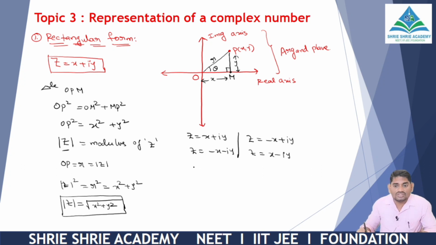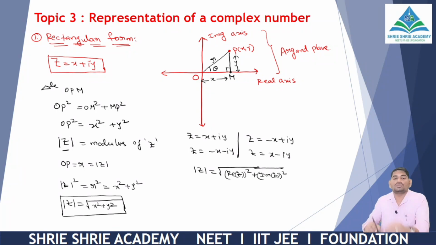So then the modulus of z, which is the same, is equal to root over the real part of z whole square plus the imaginary part of z whole square. Hope this concept is very clear.